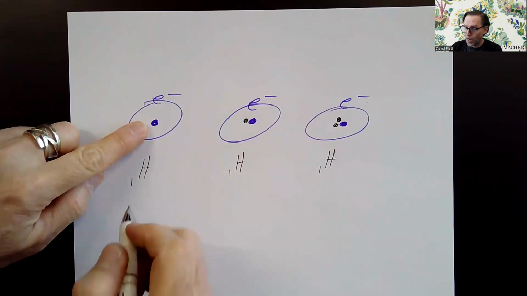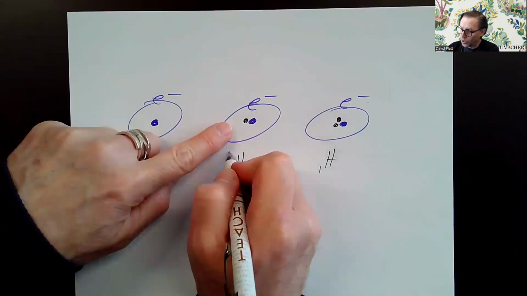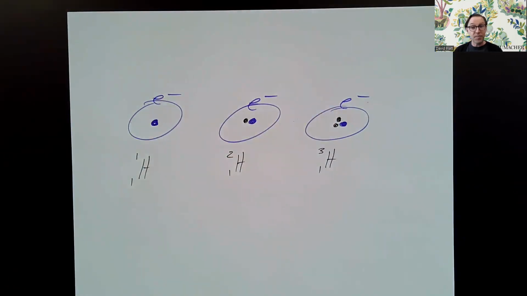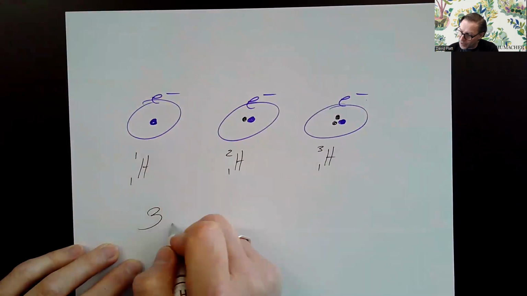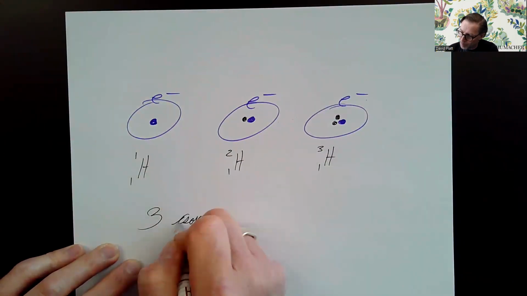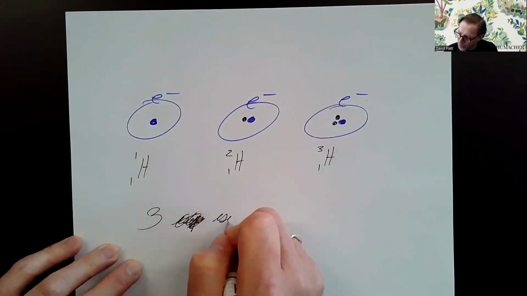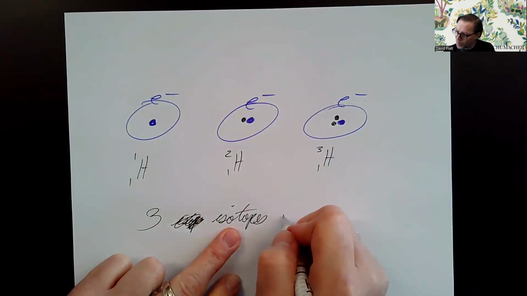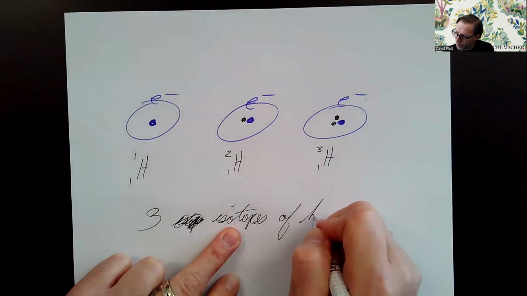But this one has 1 nucleon. This one has 2 nucleons. This one has 3 nucleons. Isn't that fun? There's 3 different kinds or 3 isotopes. Isotope. I-S-O-T-O-P-E-S. It's hard to write and talk at the same time. 3 isotopes of hydrogen.